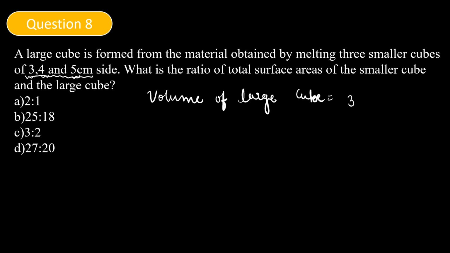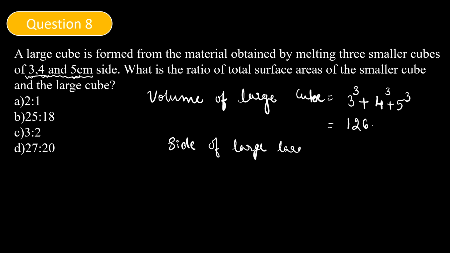That is, volume of cube is a cube. First cube volume is 3 cube, second is 4 cube, and third is 5 cube. This is the volume of the large cube, that is equal to 216. So, large cube has volume 216. So, what would be the side of the large cube? Side of the large cube would be the cube root of 216, which is equal to 6.